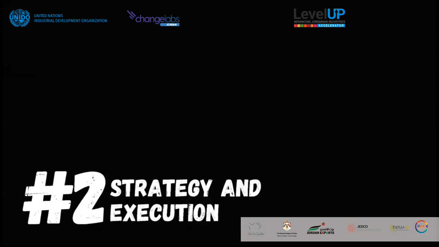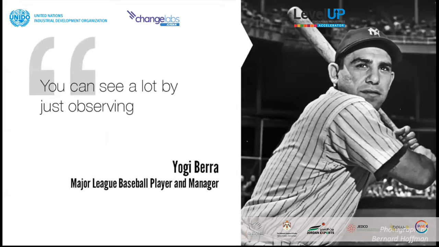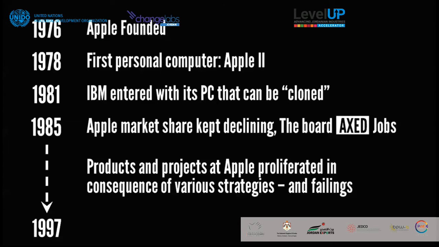Second, strategy and execution. You can see a lot just by observing. Yogi Berra, Major League Baseball player and manager. Apple's history began in 1976. It launched the first personal computer, Apple II, in 1978. In 1981, IBM entered the market with its PC that could be cloned. Since 1985, Apple's market share kept declining. The board of Apple axed Steve Jobs.